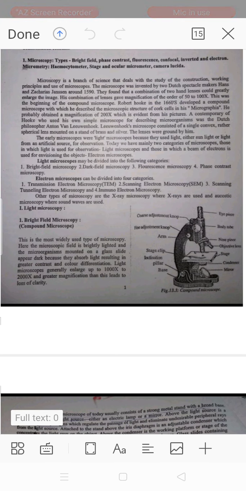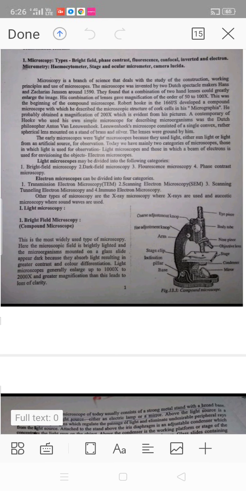The microscope was invented by two Dutch spectacle makers, Hans and Zacharias Janssen, around 1590. They found that a combination of two hand lenses could greatly enlarge the image. This combination of lenses gave magnification of the order of 50 to 100x. This was the beginning of the compound microscope.